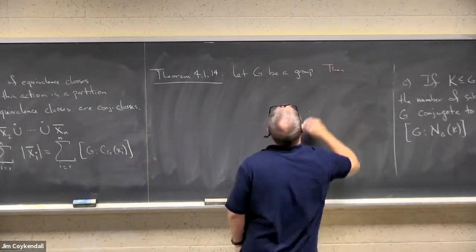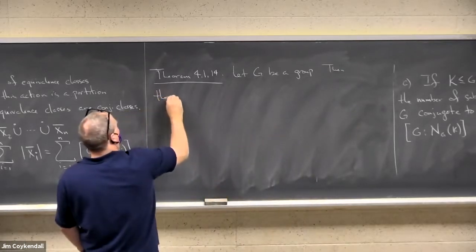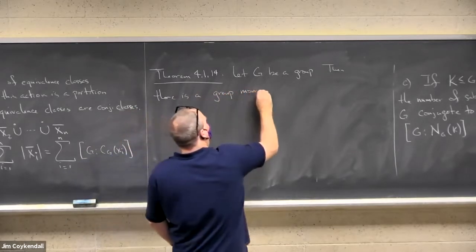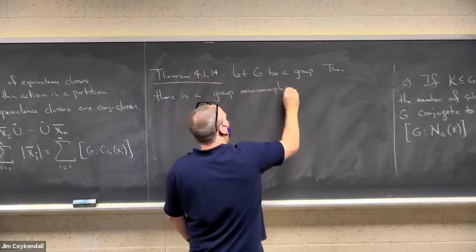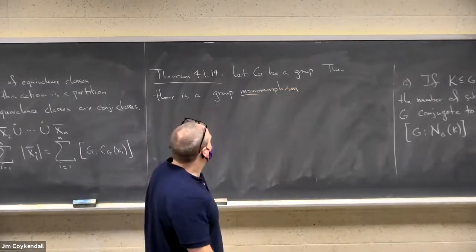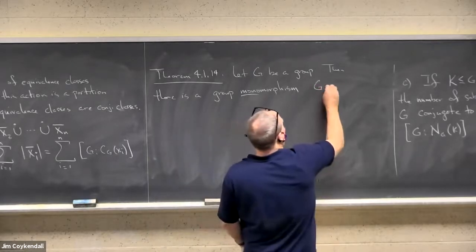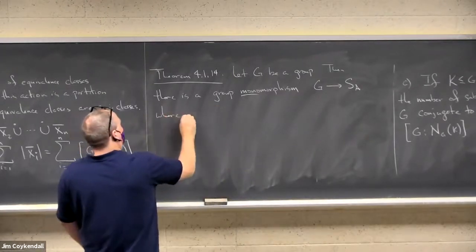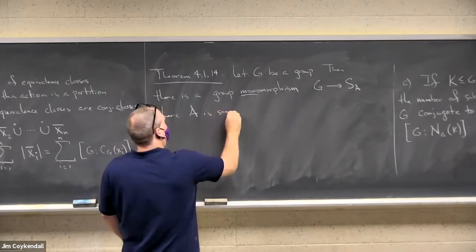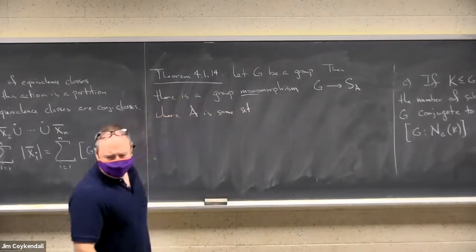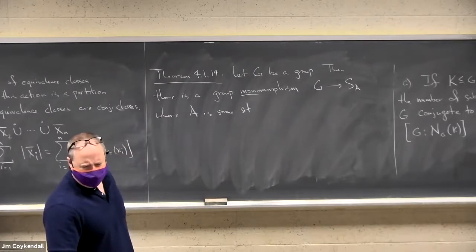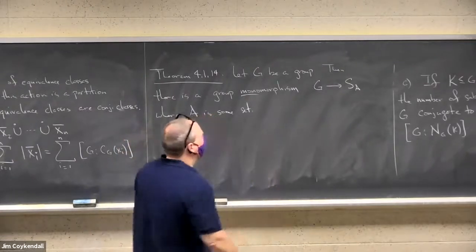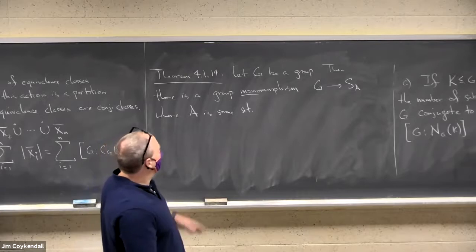Then there is a group monomorphism, so 1-to-1, from G into S, where... Okay, so this is actually important.